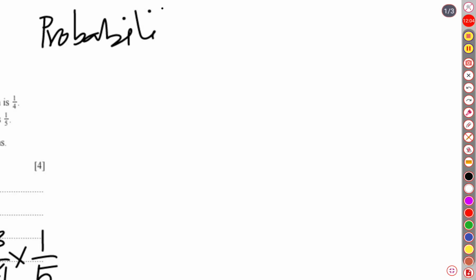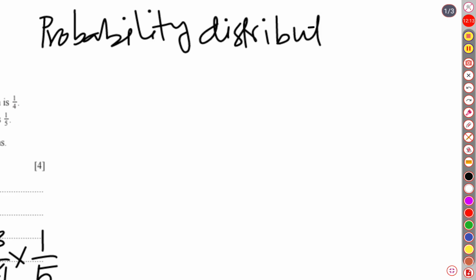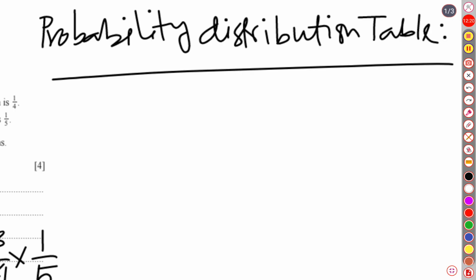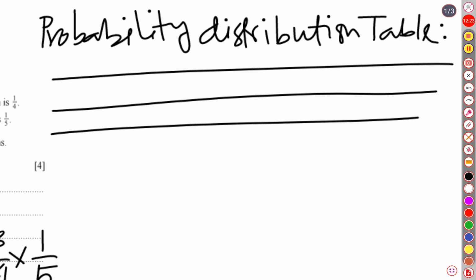Probability distribution table. Okay, so let's draw the table. What are the possible cases we have got here? This is X, and its probability P(X = x), where small x means the number of heads.